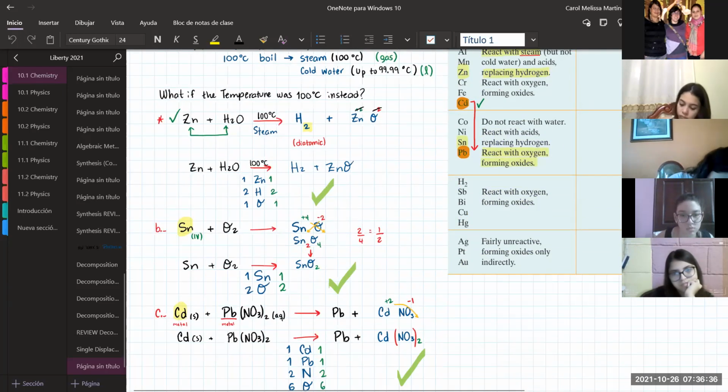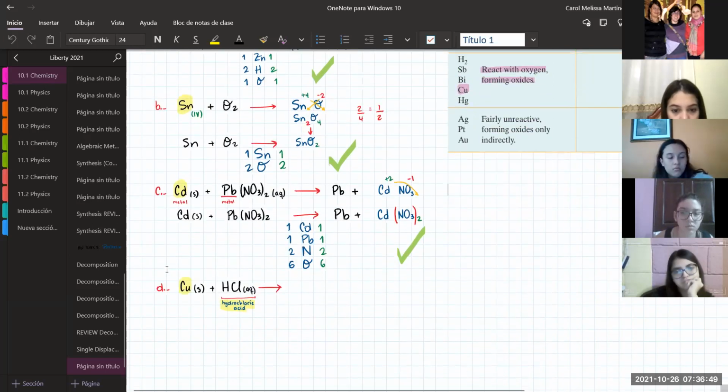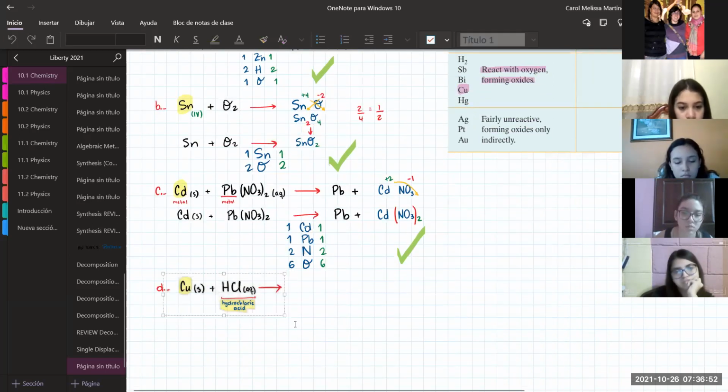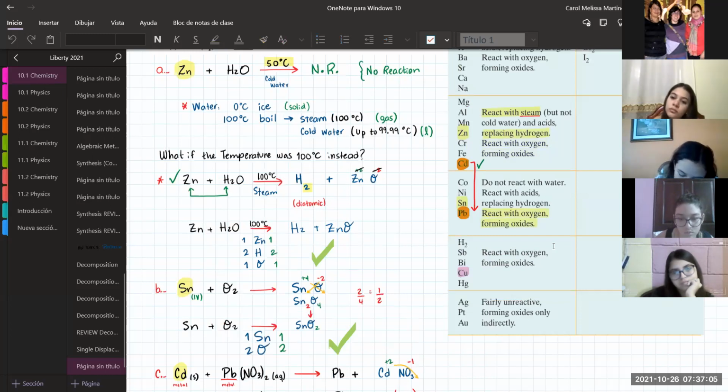I'm gonna use another color instead. Okay, copper. What I know about copper is that the only possible reaction is with oxygen forming oxides. Are we combining copper with oxygen? No. It's an acid. It doesn't say anything about acid. So what we can also do is, the acids begin with hydrogen. So you compare the position against hydrogen.